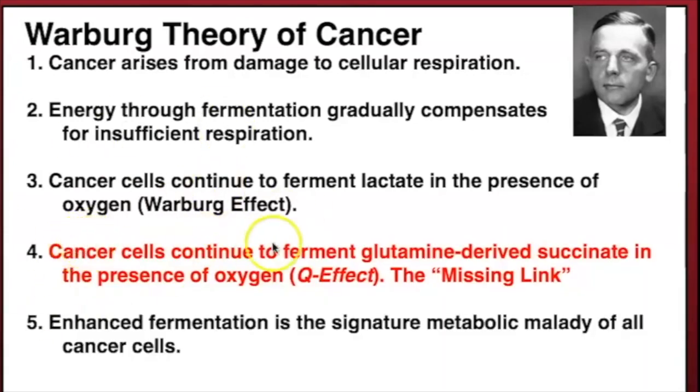The new findings that myself and Dr. Chernopoulos from Semmelweis University in Budapest found is the missing link in Warburg's central theory, and that is cancer cells can also ferment succinic acid derived from glutamine. Glutamine derives succinic acid, and we call this the Q effect to distinguish it from the Warburg effect. Q is the single letter for glutamine. It's the missing link that Warburg did not know about, but can now explain the majority of observations in cancer. So enhanced fermentation is the signature metabolic malady of all or most cancer cells.